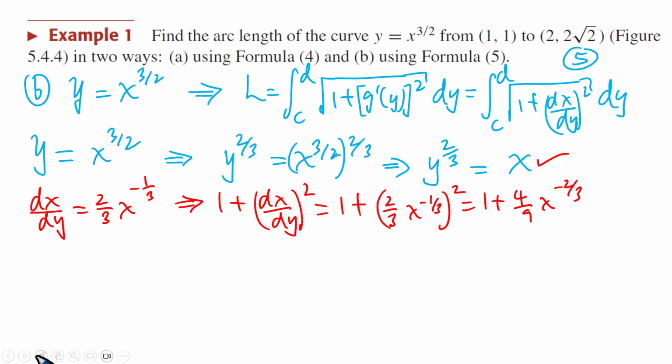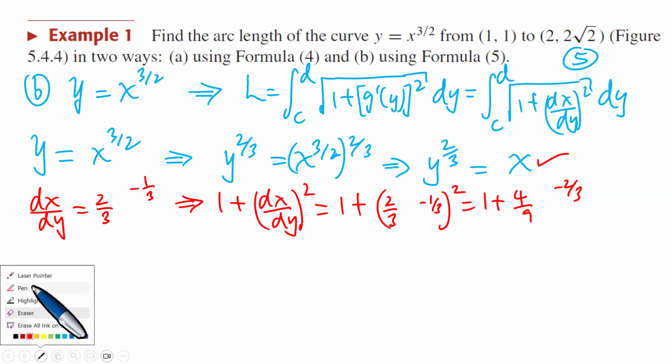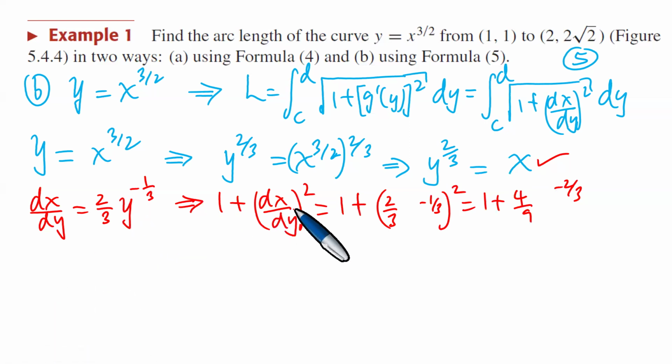Okay, this is all y. This is all y because it's dx dy we're finding. So it's all y.